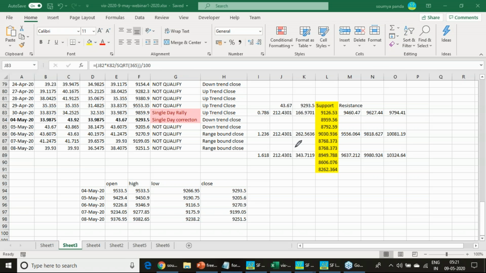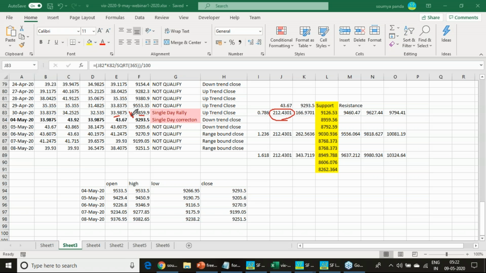So now the key points to make here. On the day a single-day rally or correction happens, you have to take two things: what the VIX is and the price at which it is closing. With these two, find out the daily price range. How to find it out?